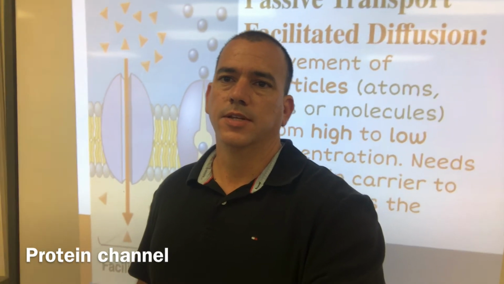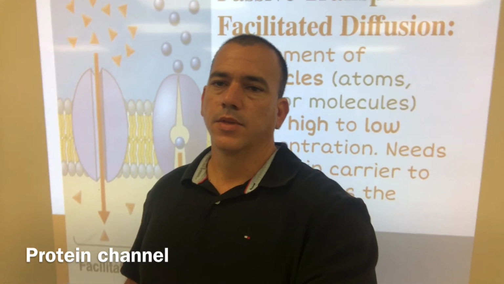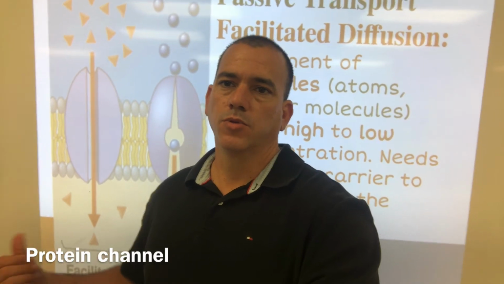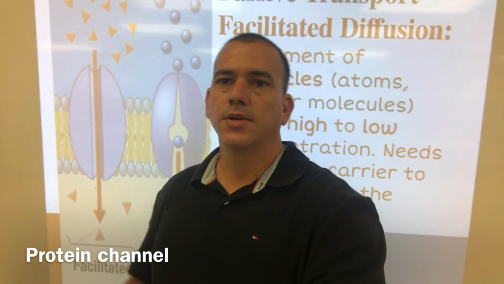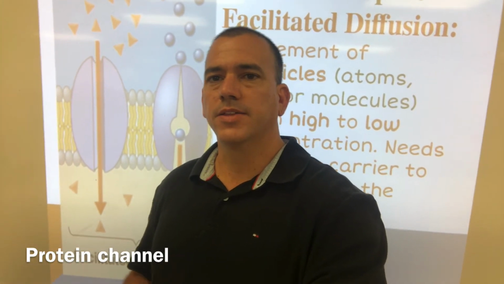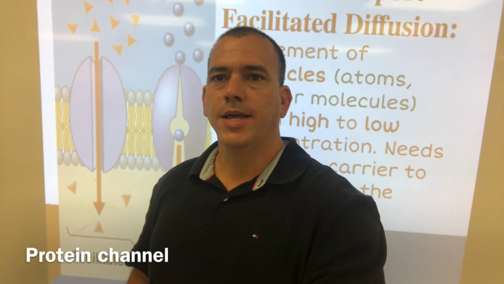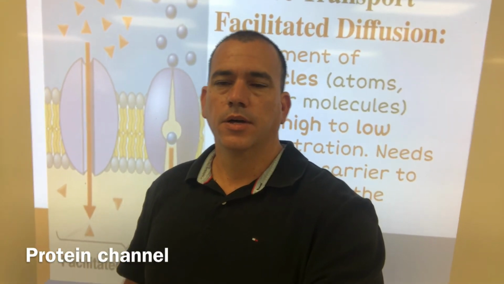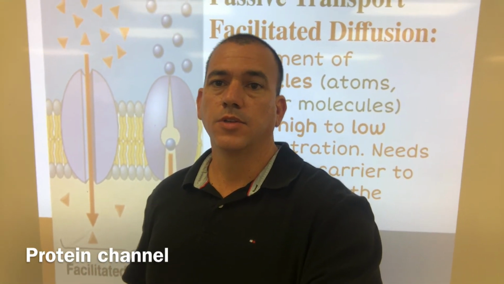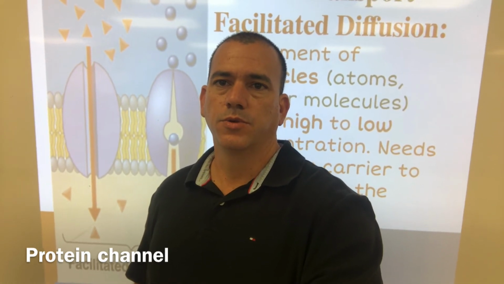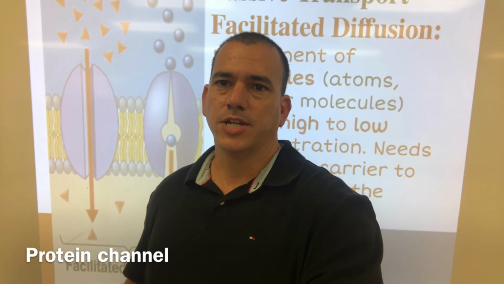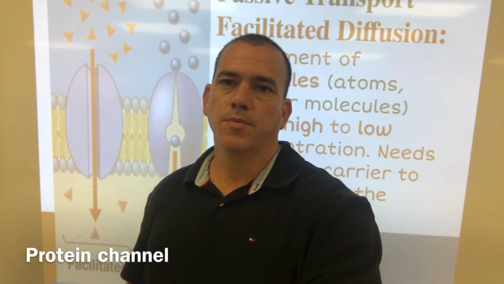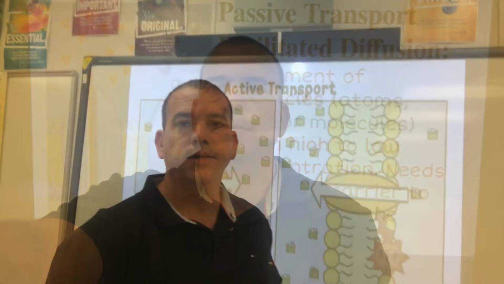So facilitated diffusion happens because of the protein channels. Think of a protein channel like a tunnel. That tunnel goes through the cell membrane, and it allows things to go into the cell and through the cell much easier through facilitated diffusion. So protein channel, think of it like a tunnel that goes through the cell membrane to allow facilitated diffusion to happen.